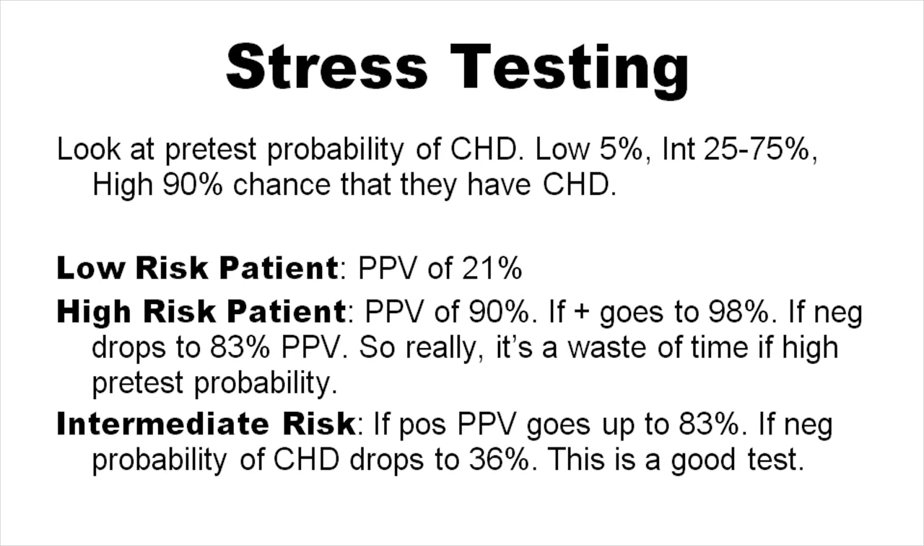The next group is your intermediate risk patient. These are the ones where it's a flip of a coin. They may have it, they might not. They're middle age. They're between 40 to 60. They have a few risk factors.